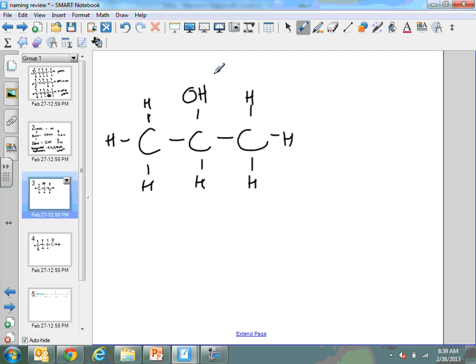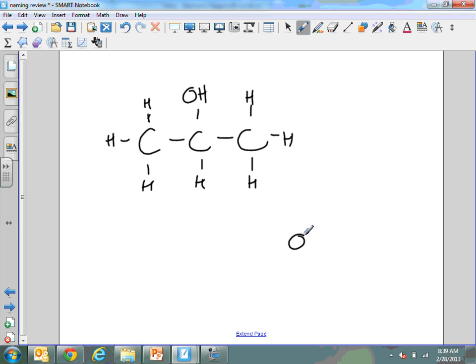So here's the first example. I can tell from this OH that it's an alcohol. So the ending of an alcohol, the suffix, is always -ol. Because I've got more than 2 carbons, I do have to identify which carbon the OH group is attached to. So I've got 3 here, which means that the prefix will be prop. OH is attached to number 2, so this is prop-2-ol.